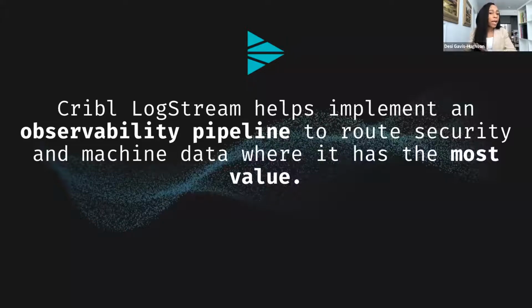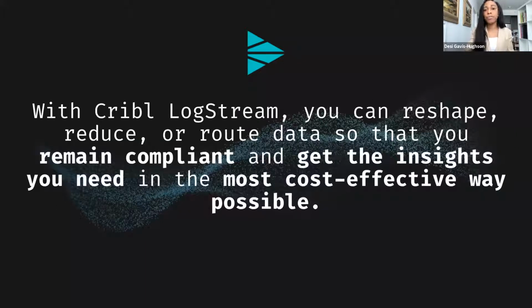So if you remember nothing else I've said today, please remember this. Cribl helps implement an observability pipeline to route security and machine data where it has the most value. We're going to help you slash costs, improve performance, and get the right data where it's needed in the formats required. And with LogStream, you can reshape, reduce, or route data so that you remain compliant and get the insights you need in the most cost-effective way possible.